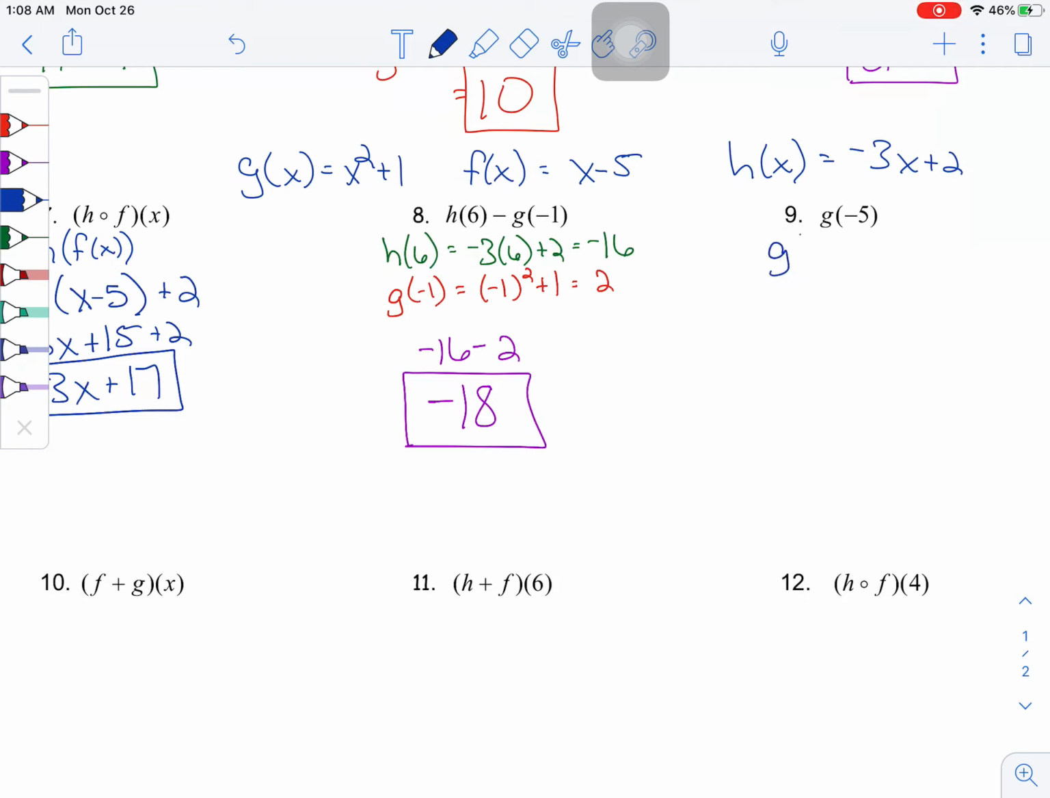All right, let's see. Problem number 9 is really straightforward. It's just g of -5. So that's going to be -5 squared plus 1. So that would be 26.